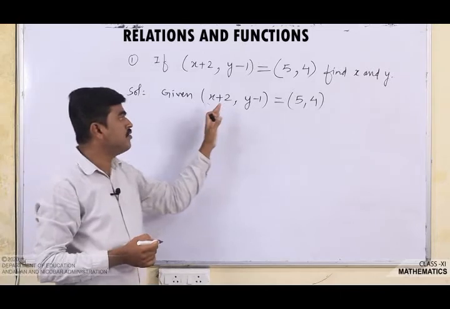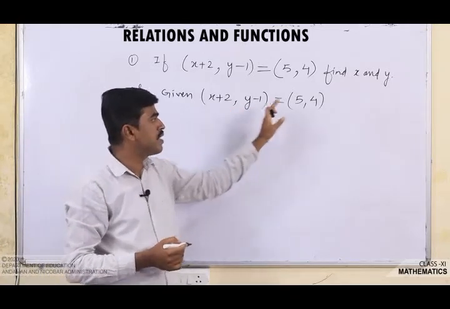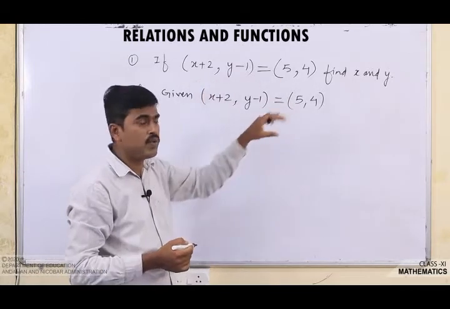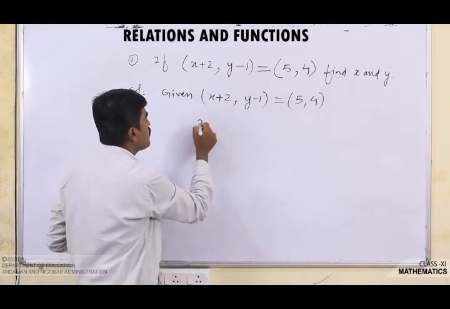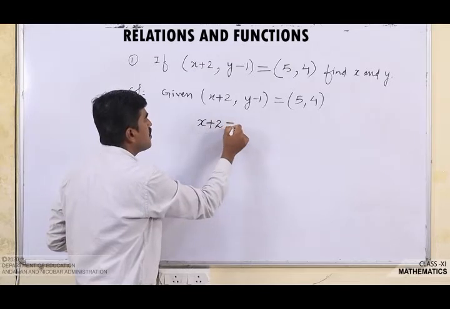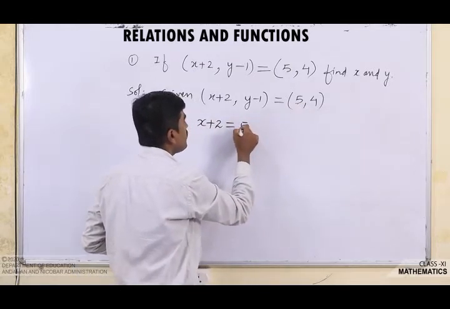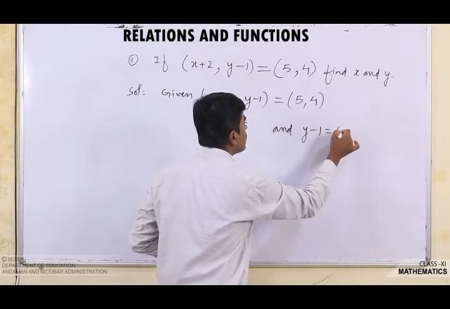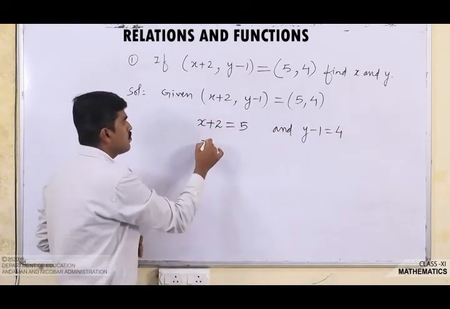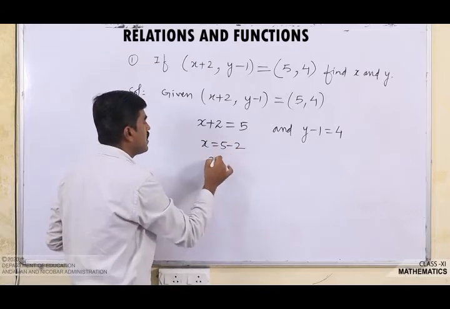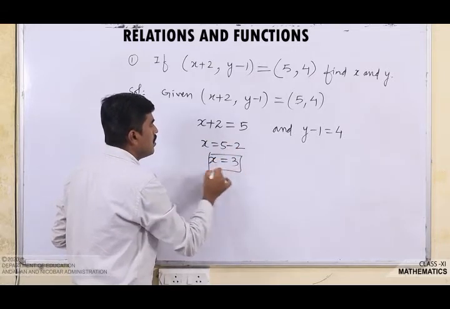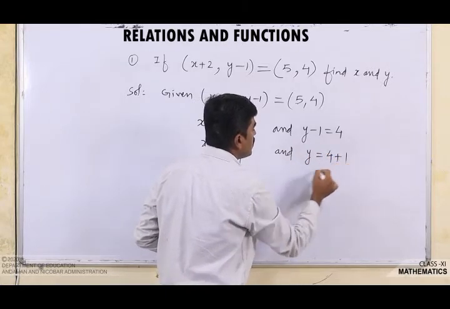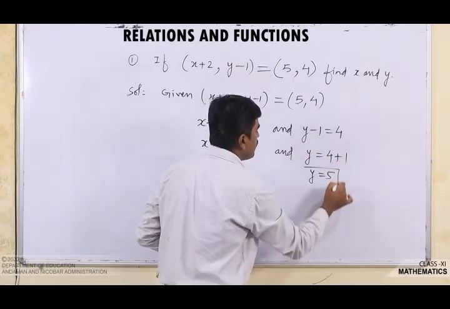So by equality of ordered pairs, we know that two ordered pairs are equal if the corresponding entries are equal. Here the first entry is x plus 2, so x plus 2 must be equal to 5, and y minus 1 must be equal to 4. So x will be equal to 5 minus 2, so x is equal to 3. And y is equal to 4 plus 1, so y is equal to 5.